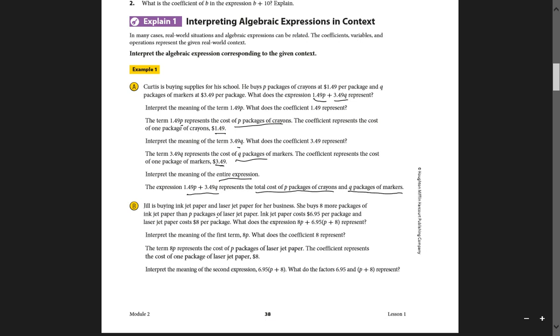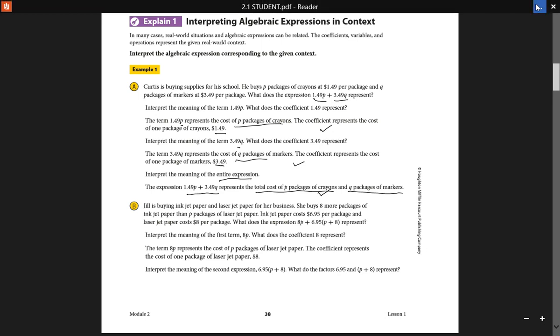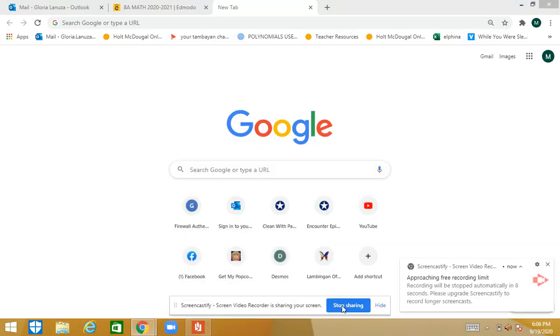So if I asked you to identify each term, you have to write this one and this one. But if I ask you to interpret the whole expression, you have to write in this form. Got it? Let me end first until Explain 1 because my video will end here.